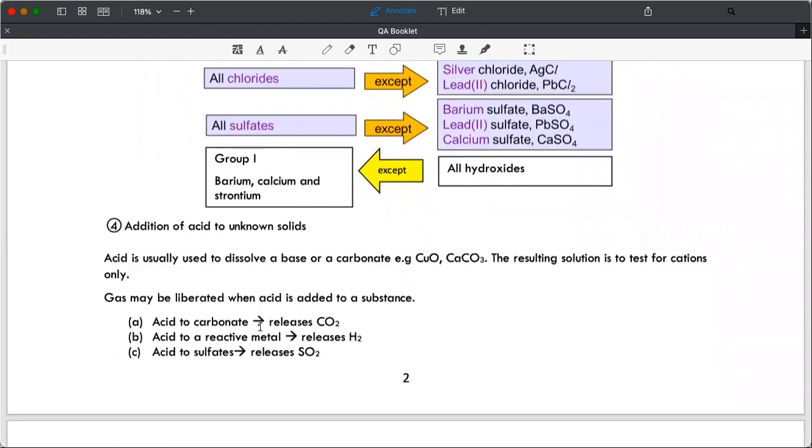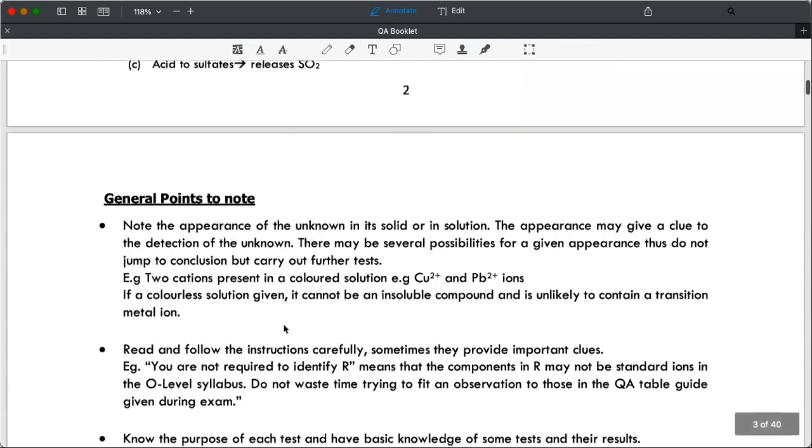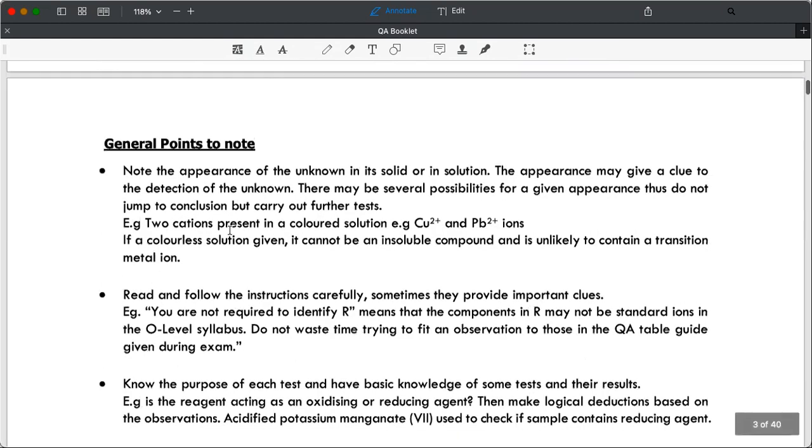And you have to be very, very familiar with the reactions of acid with various substances, because if there is a gas evolved and you are able to identify the gas, for example, CO2 evolved, and if you add acid to a solid, you're required to identify the solid, right? The solid likely to contain carbonate ions.